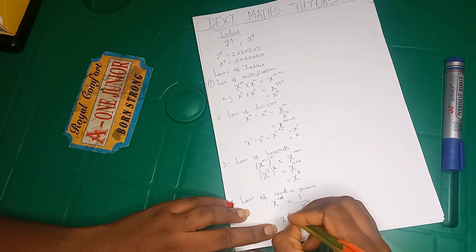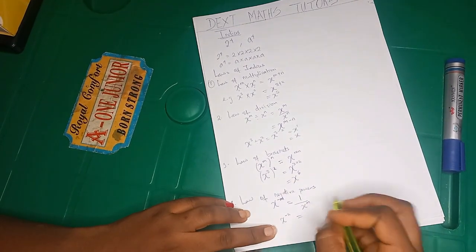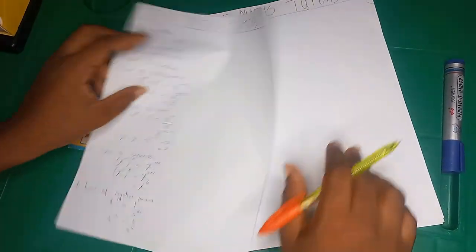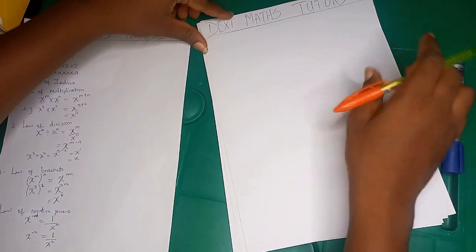x raised to the power minus 2. The law states that the answer is 1 over x raised to the power 2. Do you understand? It's simple enough. All right, let's move on to the next law.